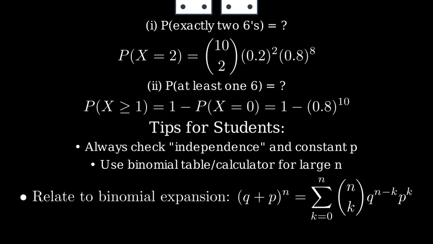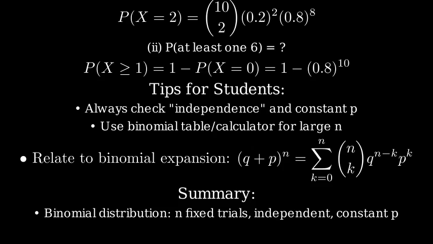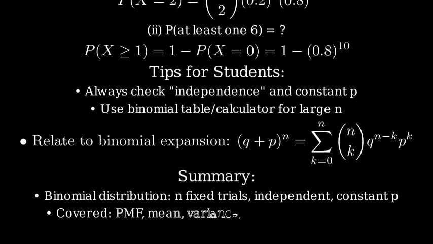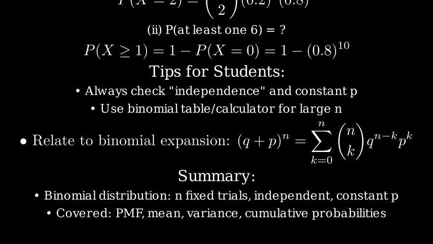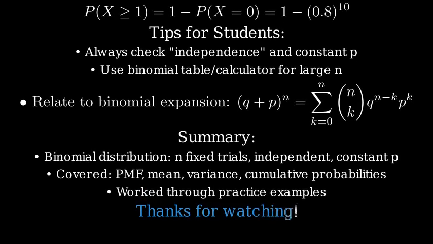To summarize, the binomial distribution is used when we have a fixed number of independent trials, each with the same probability of success. We discussed the probability mass function, mean, variance, and cumulative probabilities. We also worked through examples to apply these concepts. The binomial distribution is a fundamental concept in probability theory and statistics with many real-world applications.